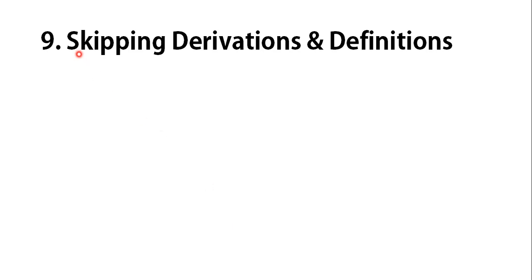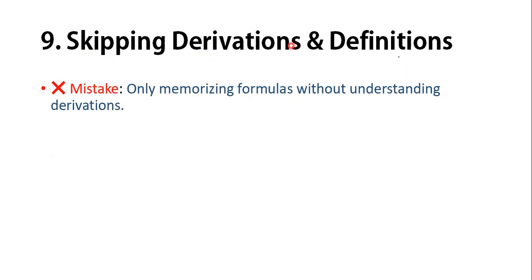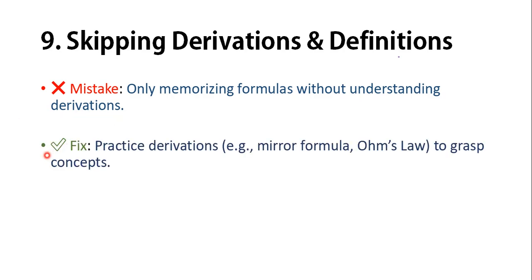Okay. Next mistake is skipping derivation and definition. The mistake is only memorizing the formula without understanding the derivation. How to fix that? Practice derivations, for example Ohm's law, and grasp the concept. Very important.